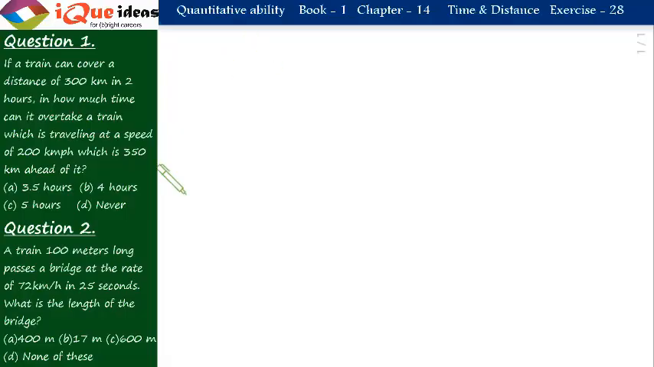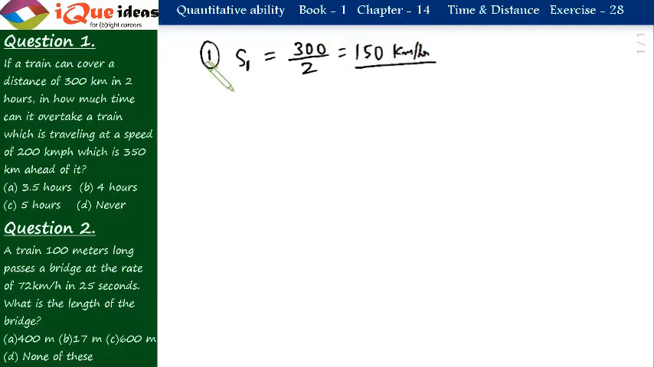Now let's take questions from exercise 28. Question number 1. It says if a train can cover a distance of 300 kilometers in 2 hours, right? So the speed of the train, let's say S1 of the first train, is distance 300 kilometers divided by 2 hours. So it is 150 kilometers per hour. That is the speed of the first train. And speed of the second train is 200 kilometers per hour.